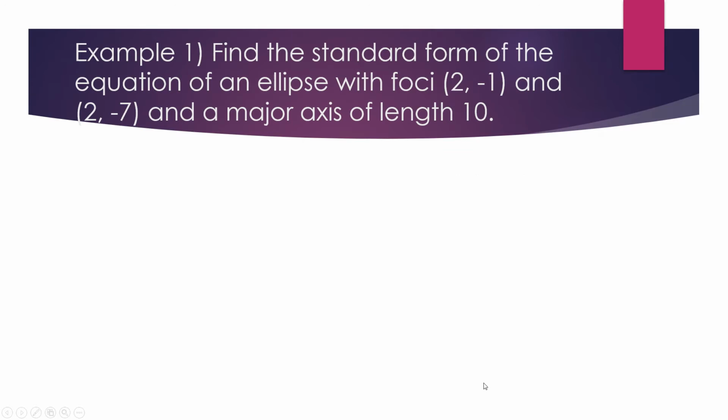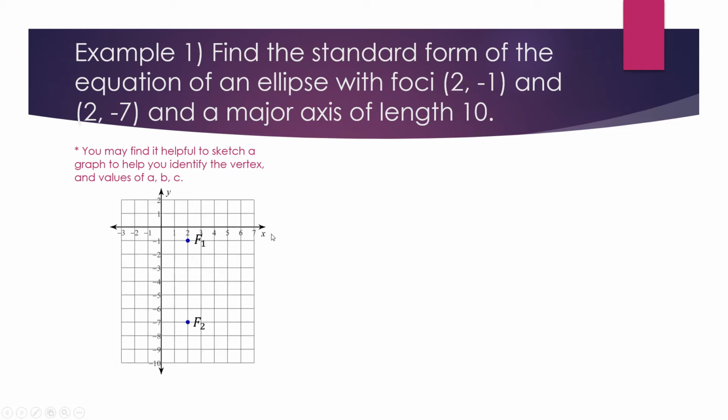All right. First example, we're going to find the standard form of the equation of an ellipse with foci at 2, -1 and 2, -7, and a major axis of length 10. Many of you will find it helpful to sketch a graph to help you find your vertex and identify your values of A, B, and C. So we have one focus at the point 2, -1, another focus at the point 2, -7.